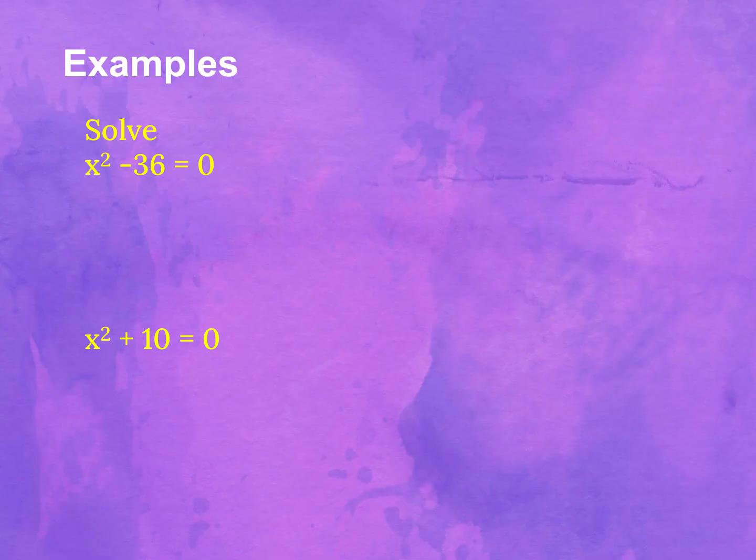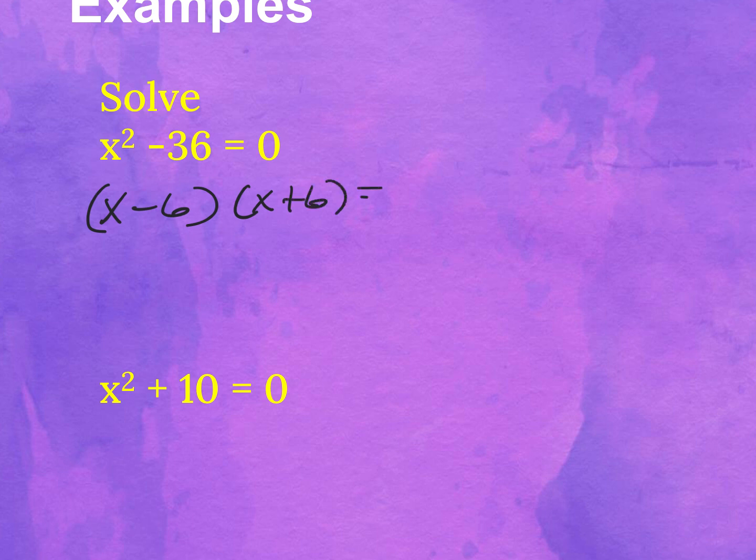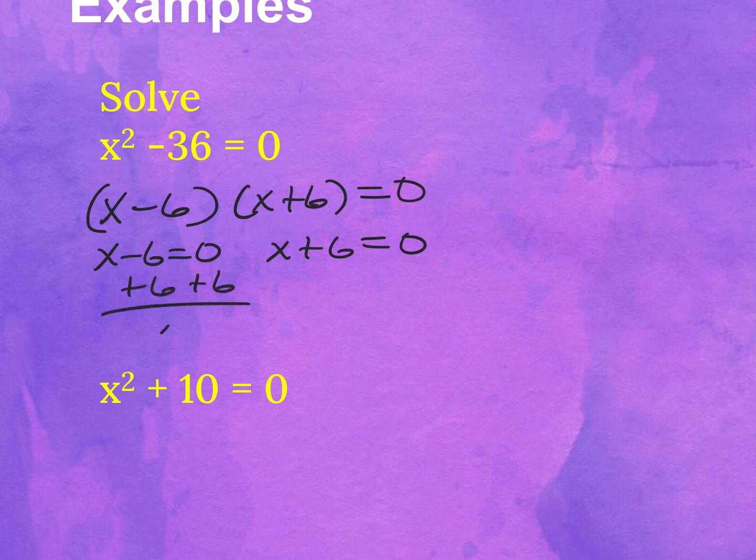All right, next one. Again, this one is set up to be factored, but we could move it over, and I'm going to show you both ways again. This will factor. Square root of 36 is 6, so it'll factor into x minus 6, x plus 6. Set each of the factors equal to 0. And now solve for each. So x equals positive 6 and x equals negative 6.